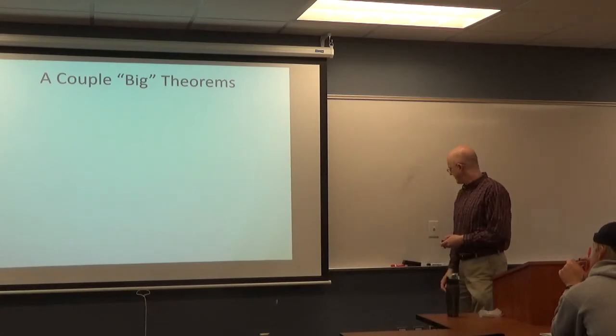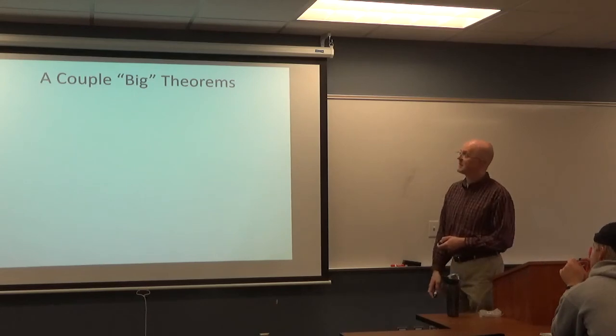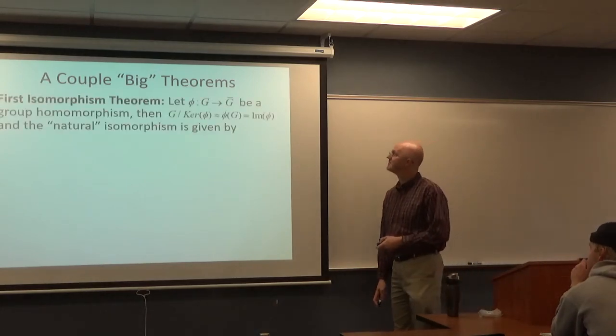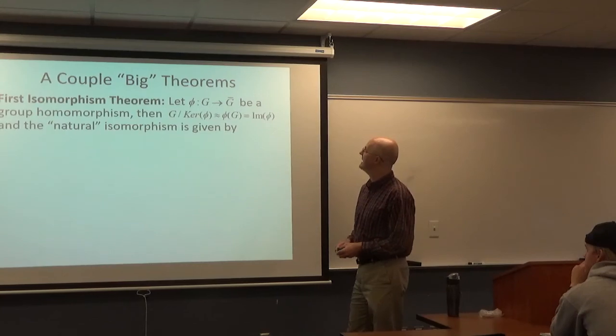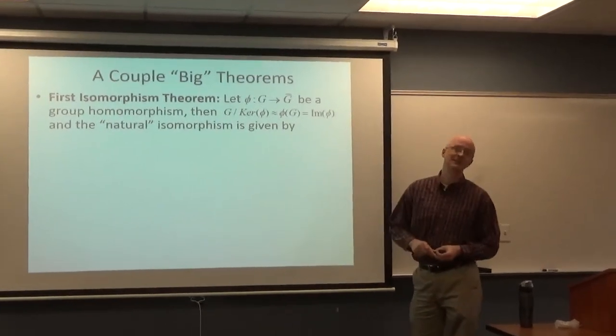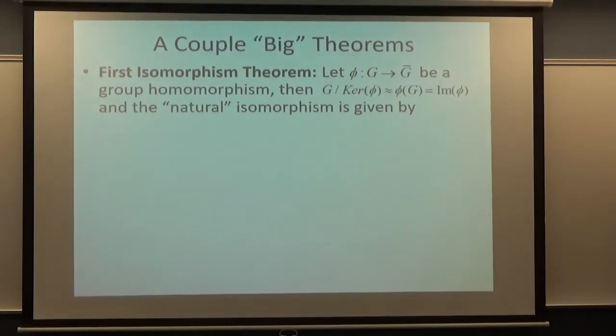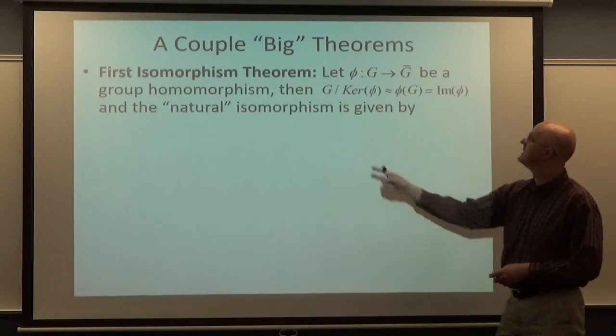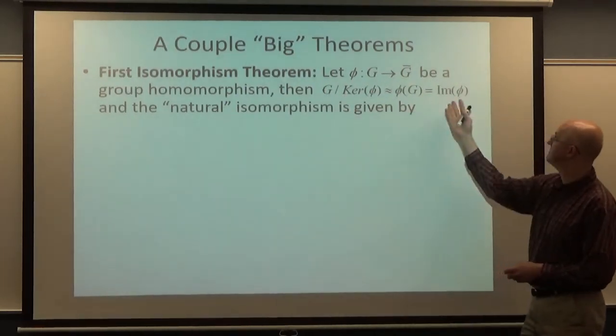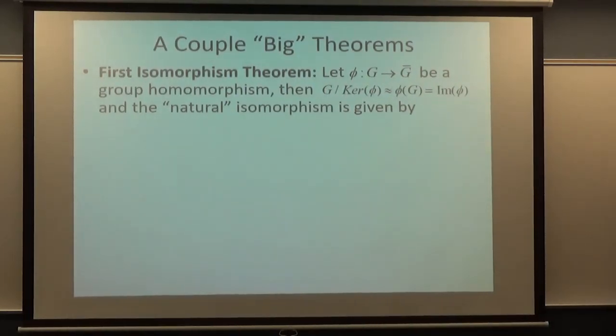So what are a couple big theorems? We've seen this slide before. This is the First Isomorphism Theorem, one of them here. Let phi be a homomorphism from G to G bar. Then you can say that the factor group, or quotient group, G mod the kernel of phi is isomorphic to the image of G under phi.